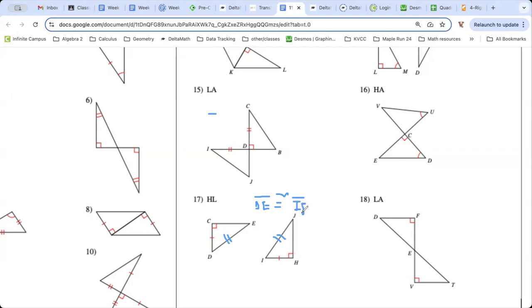And there you have it, okay? So hypotenuse and leg. If you have two right triangles, and the hypotenuses match up and one pair of the legs match up, the two triangles are exactly the same shape and size. So we can say they're congruent.